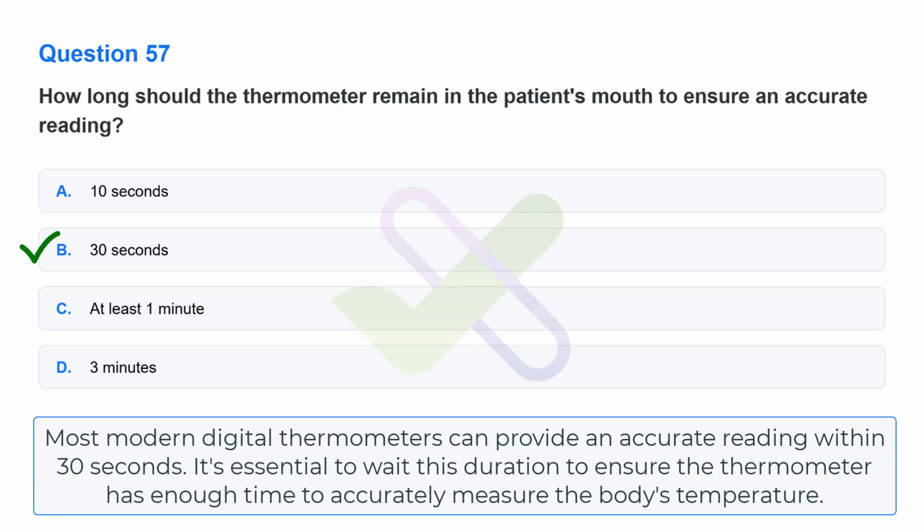The correct answer is B. 30 seconds. Most modern digital thermometers can provide an accurate reading within 30 seconds. It's essential to wait this duration to ensure the thermometer has enough time to accurately measure the body's temperature.